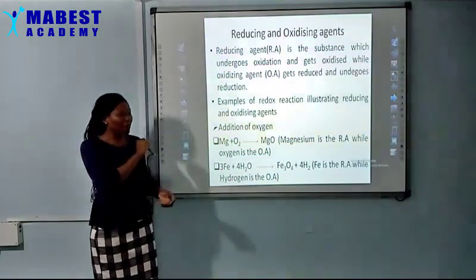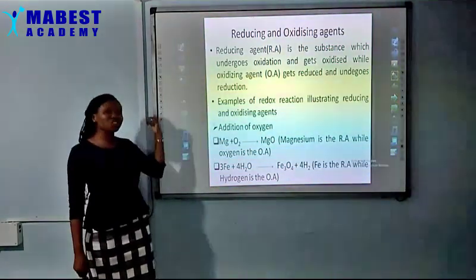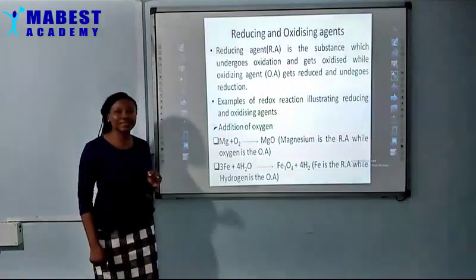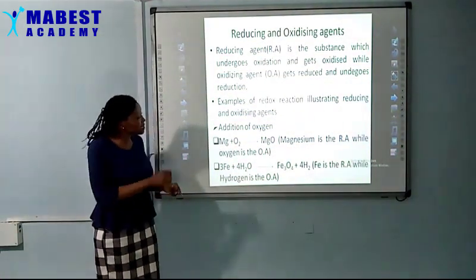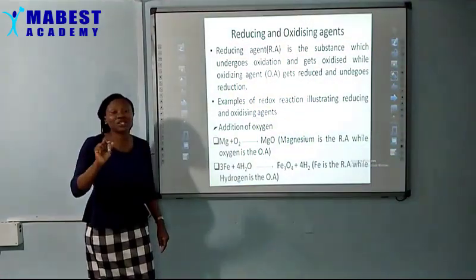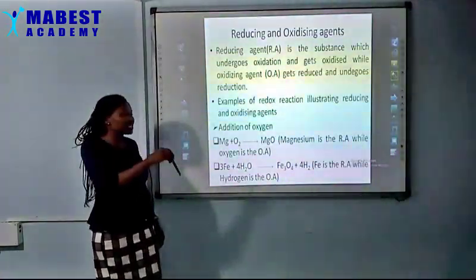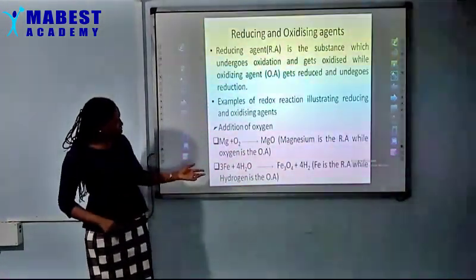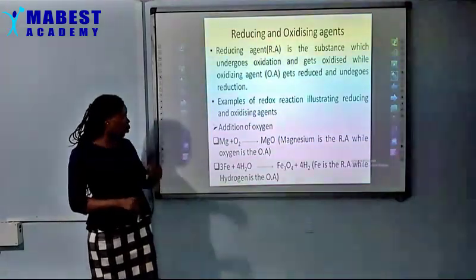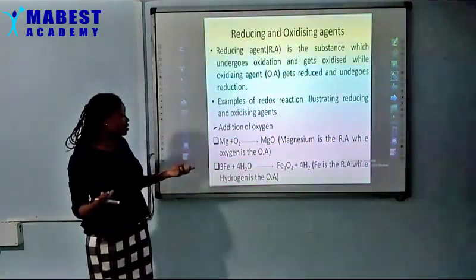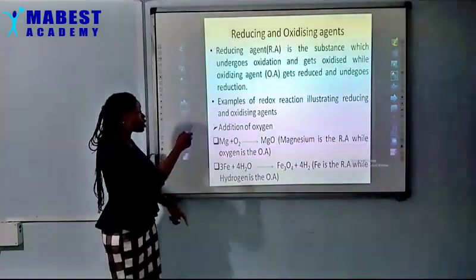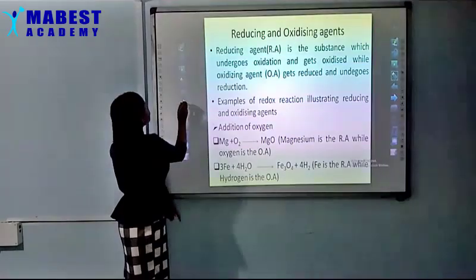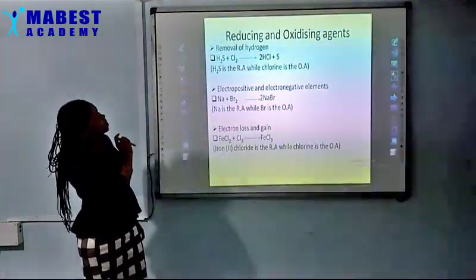Looking at this equation, you will see that magnesium here initially did not have oxygen. By the time it got to the product side, oxygen had been added to it. That means in this equation, magnesium is the reducing agent, while oxygen is the oxidizing agent, because magnesium had oxygen added to it. The second equation here between iron and water, you will see that iron is the reducing agent. Why? Because by the time it got to the product side, iron had oxygen added to it. Is that understood?